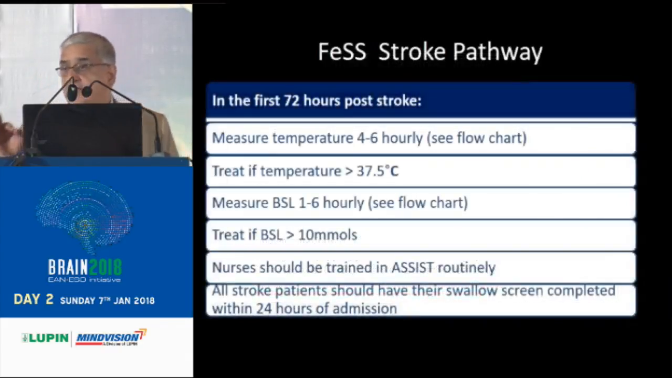This is the stroke pathway for the nurses to know, because here it is as per a protocol. Measure temperature 4 to 6 hourly, treat temperature if it's more than 37.5, measure sugar level every 1 to 6 hourly, and treat accordingly. Nurses should be trained in this, and all stroke patients should have their swallow screen completed within 24 hours of admission. In fact, as soon as the patient comes, a lot of deaths happen in stroke purely because of aspiration. I think Dr. Kameshwar Prasad at the All India Institute has also done a study based on this, which has been published in Neurology India last year.